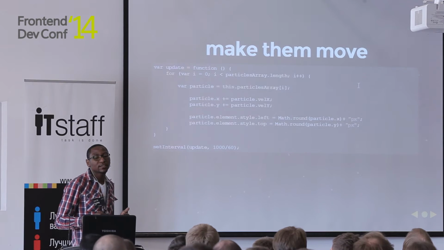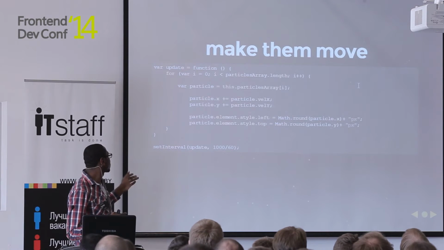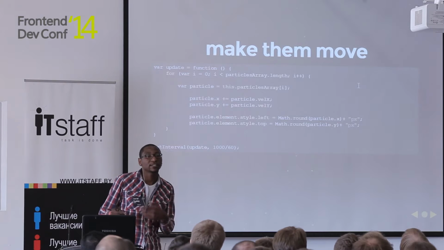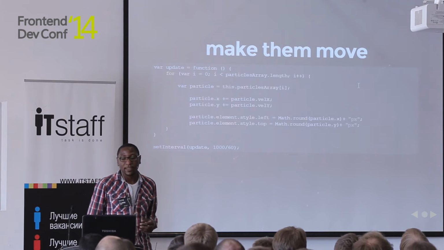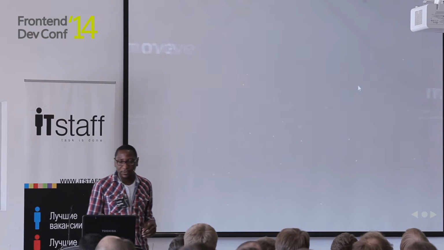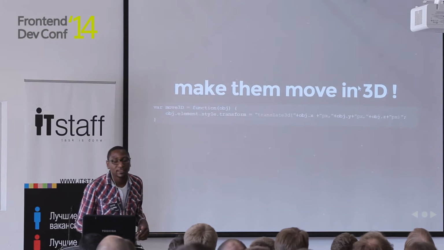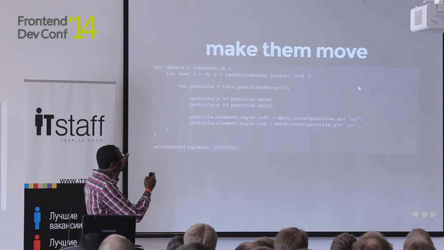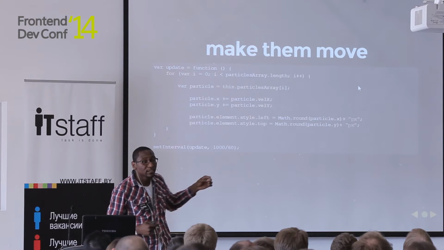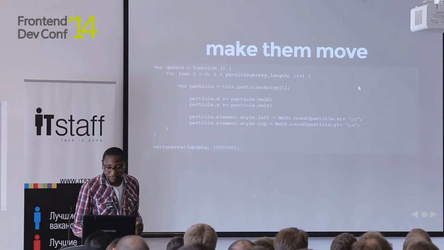So the setInterval is 1000 divided by 60. So we are trying to have 60 frames per second, and we'll talk about requestAnimationFrame later. And that's basically the way of doing the particle system that you are seeing behind our code.